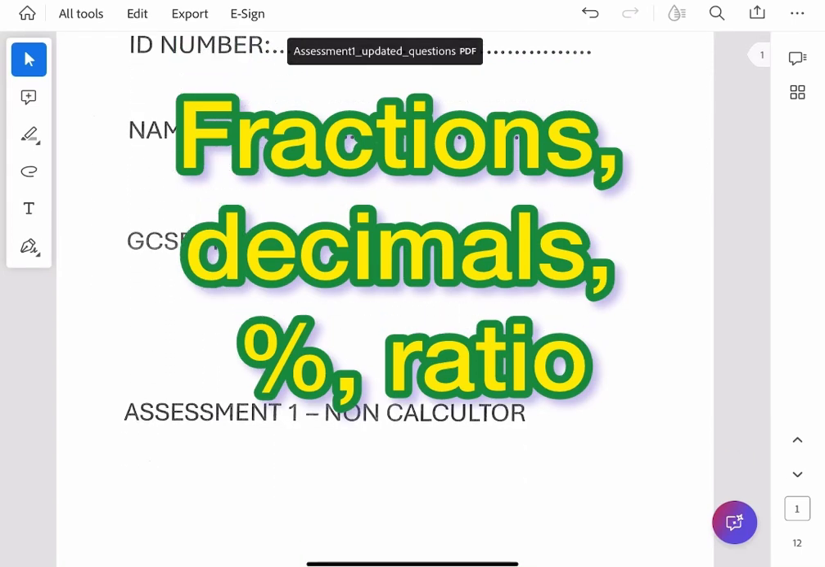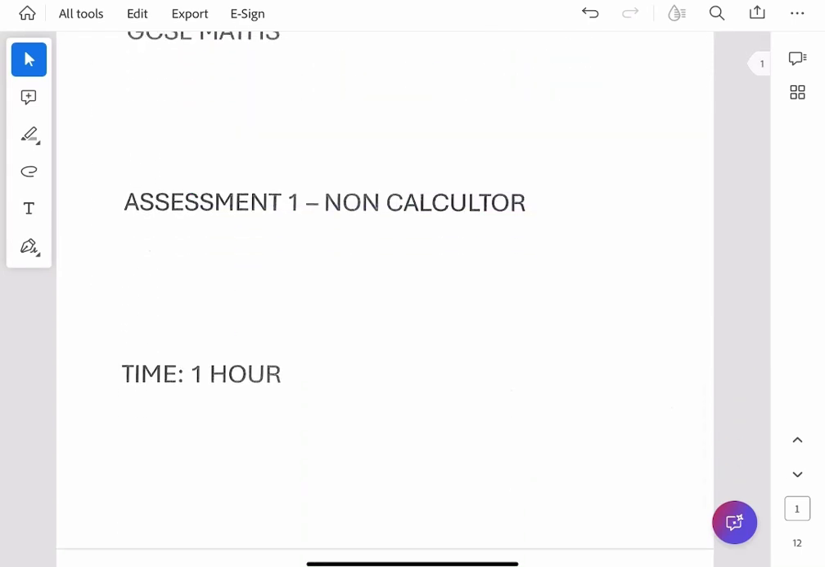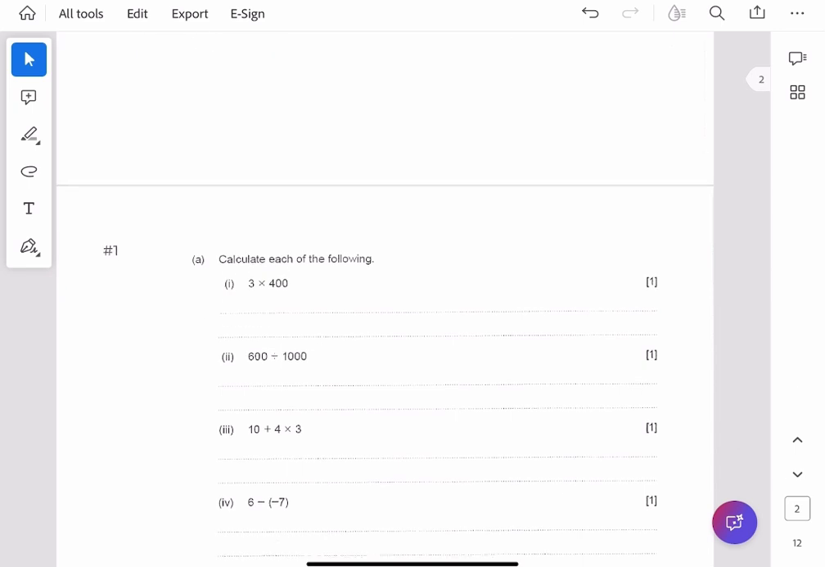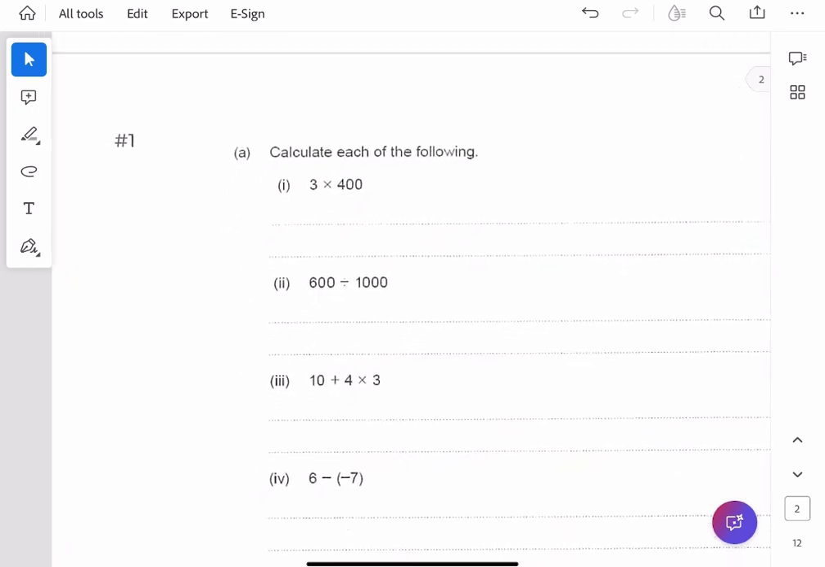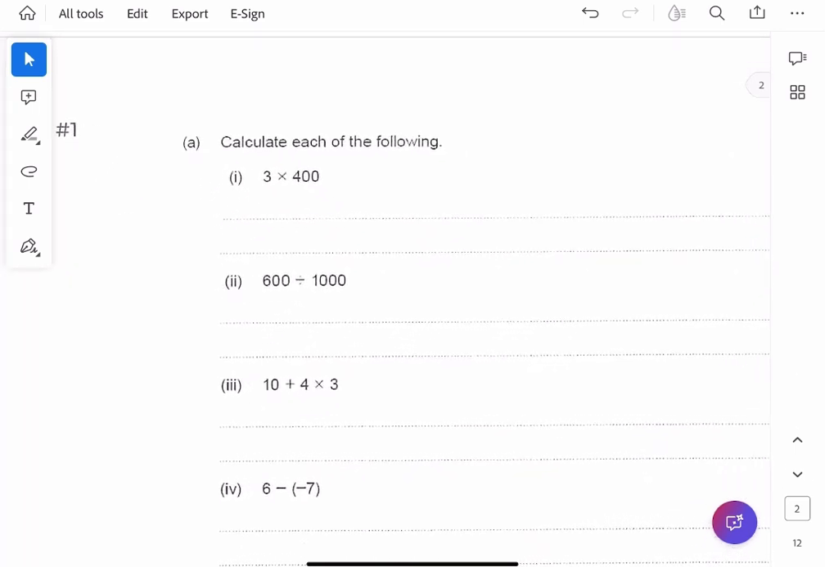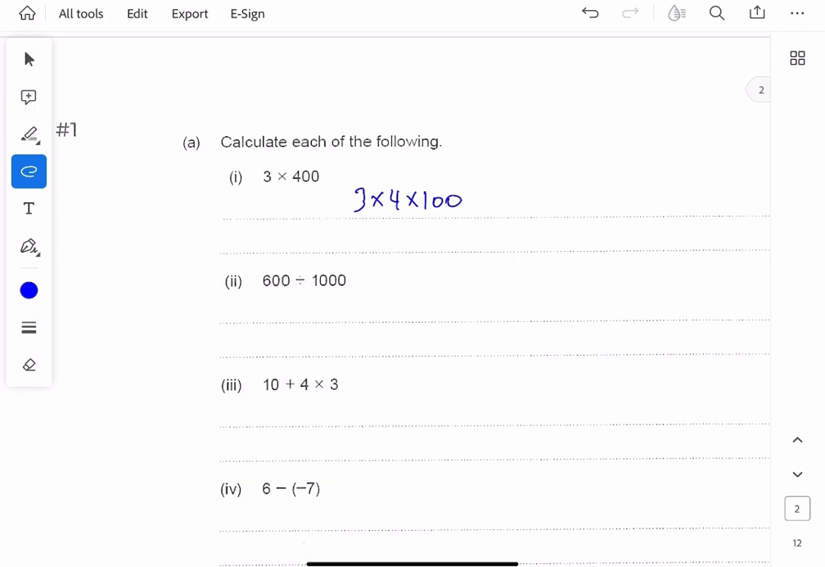Hi guys, these are the questions from your recent assessment on number skills. Question 1. Calculate 3 times 400. So you'll do 3 times 4 and then add 2 zeros to your answer.